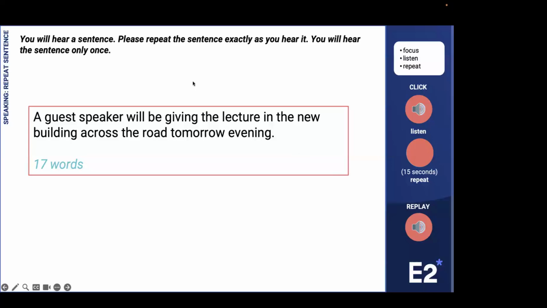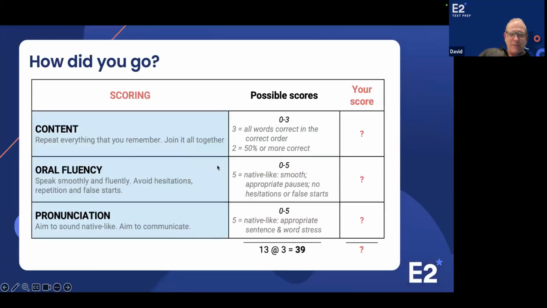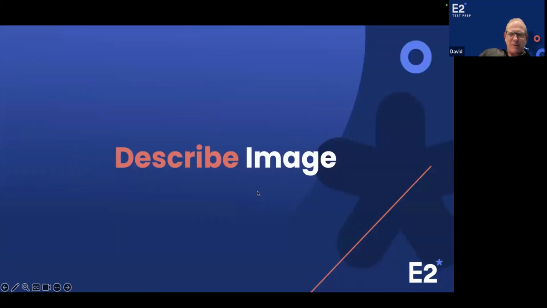Yep, cool. All right, now what you're aiming for is the words the speaker said, but failing that, 50% of them will get you 2 out of 3. So speaking, content, pronunciation, and fluency is what you're aiming for.